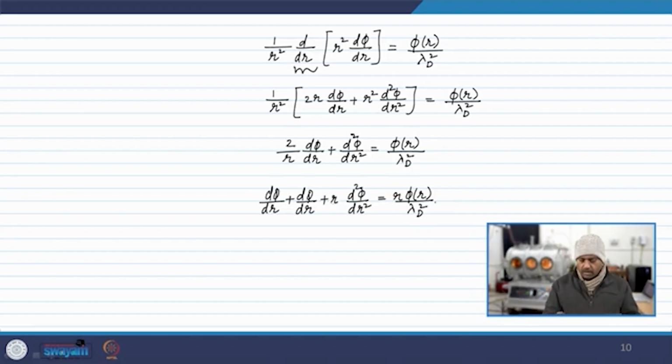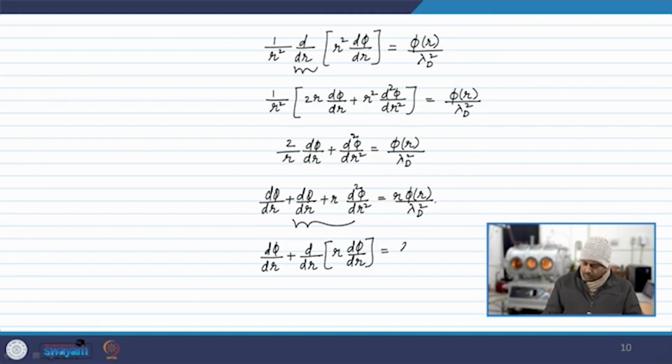This is 2 d phi by dr, right? Once r is taken to the other side, 2 d phi by dr. So, we have written phi of r plus d phi by dr plus d phi by dr. So, these two we are going to write as, it will remain d phi by dr, 1 d phi by dr will remain, plus d by dr of r d phi by dr is equal to r phi of r by lambda d square.